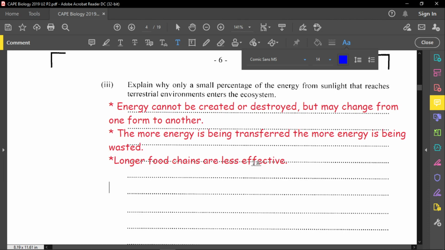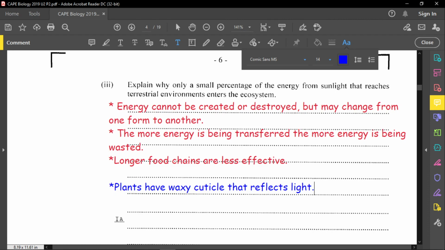All right, so the first thing I want to mention here, on why less energy will enter the ecosystem, is that plants have a waxy cuticle that reflects light. That's the first thing that I want to mention right there.